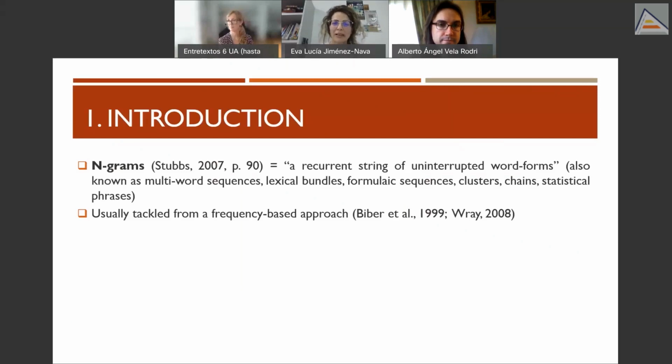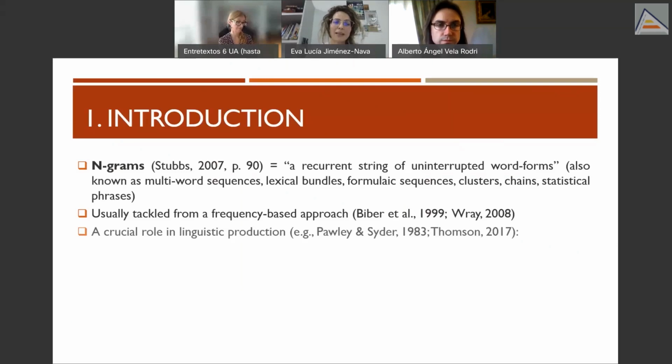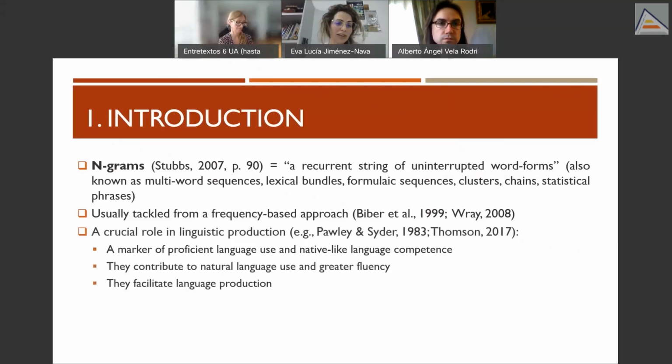They have become widely studied in the last decades because they play a crucial role in linguistic production. For example, they are a marker of proficient language use and native-like language competence. They contribute to natural language use, and they provide non-native speakers with greater fluency. And in general, they facilitate language production.